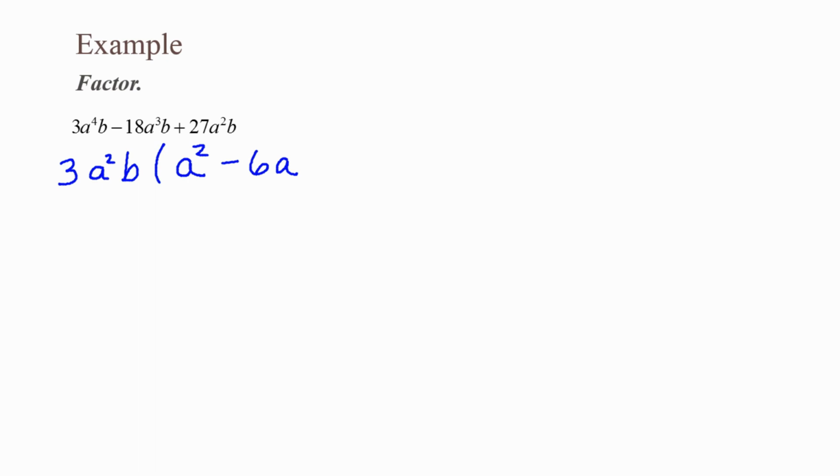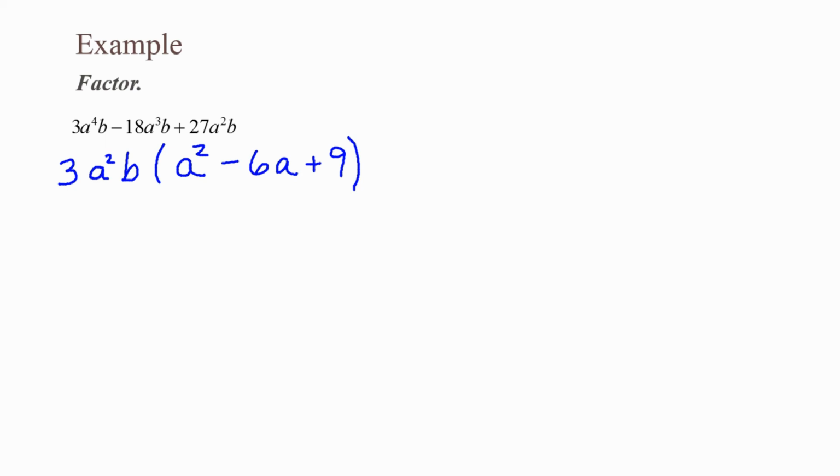Looking at my third term, I have 27 a squared b divided by 3a squared b. 27 divided by 3 is 9. A squareds cancel, the b's cancel, so my last term is 9. So I have 3a squared b parentheses a squared minus 6a plus 9.